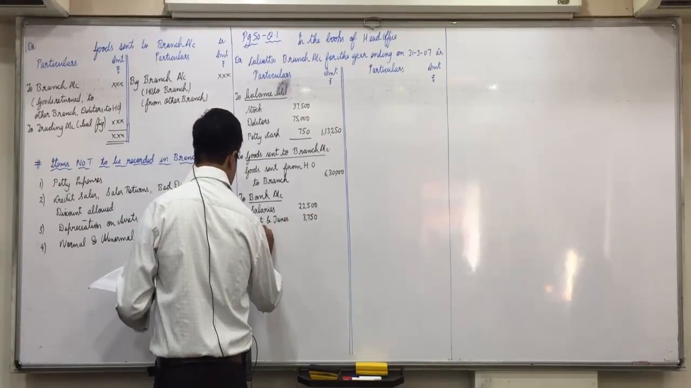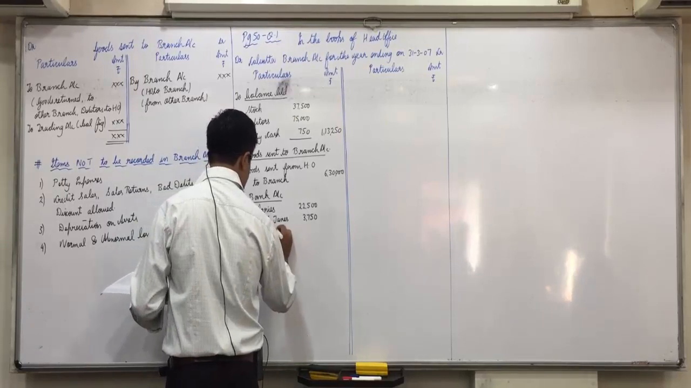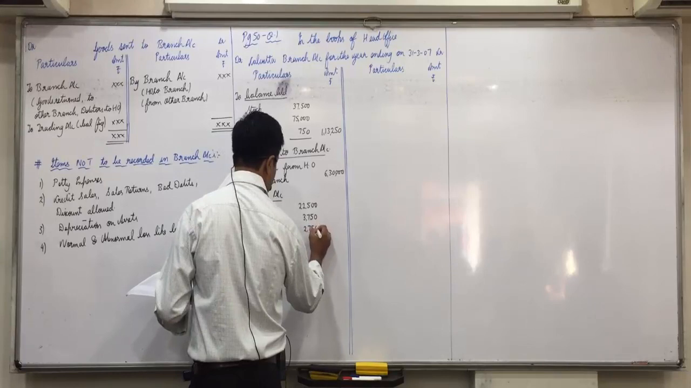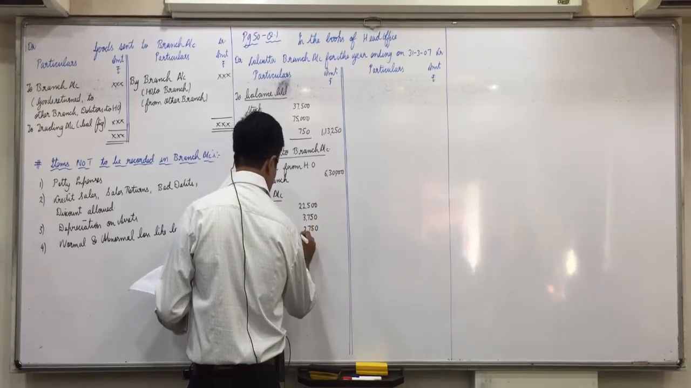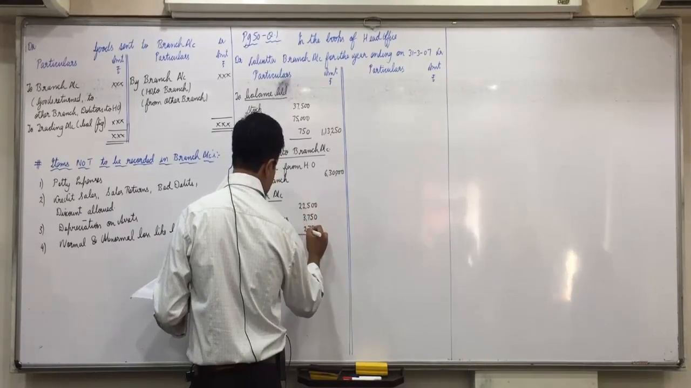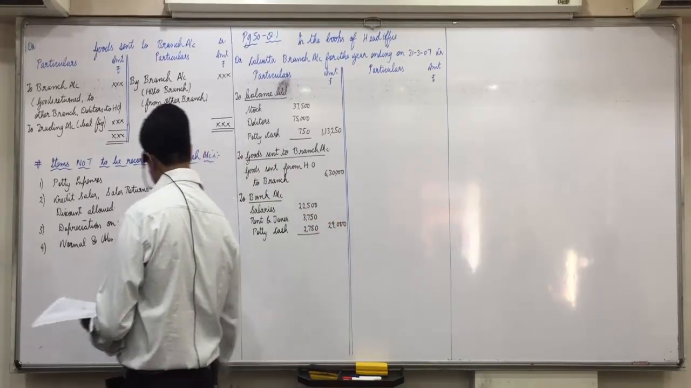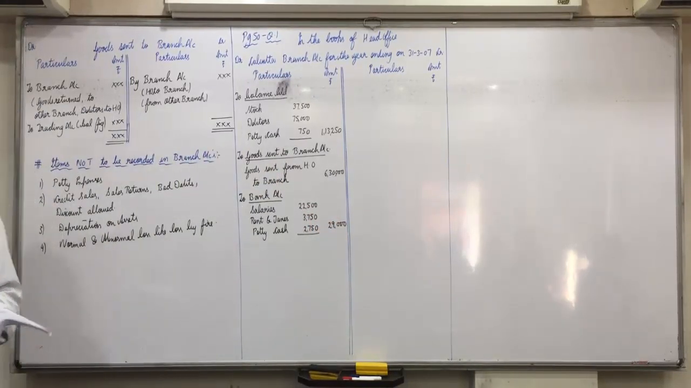Petty cash 2,750. So 22, 25, 27, 29,000. Is everyone of you clear with this? Anyone having any doubt up till here?